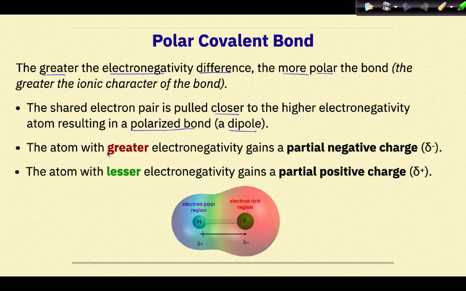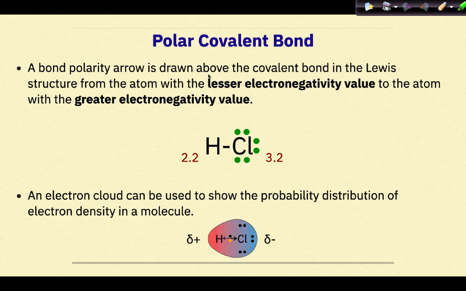The atom with the greater electronegativity gains a partial negative charge, represented as a lowercase sigma with a negative after it. The atom with the lesser electronegativity gains a partial positive charge, represented again by a lowercase sigma with a positive charge associated with it. A bond polarity arrow is drawn above the covalent bond in the Lewis structure from the atom with the lesser electronegativity value to the atom with the greater electronegativity value.